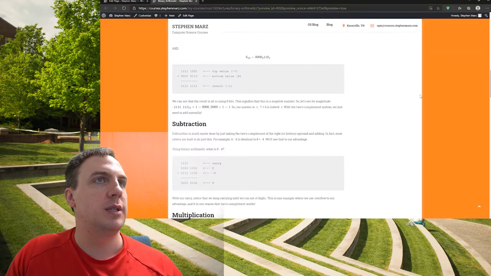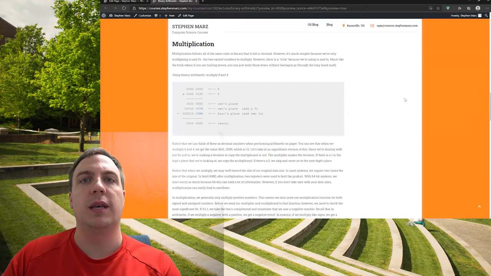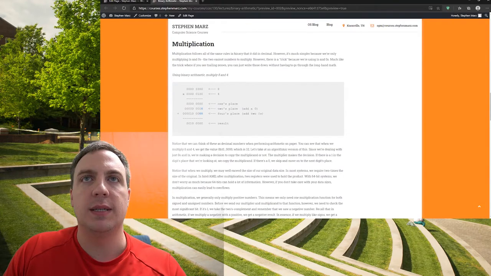So looking at our lectures, now what we have to look at is multiplication. If you remember, using longhand, let's do it in base 10 real quick.